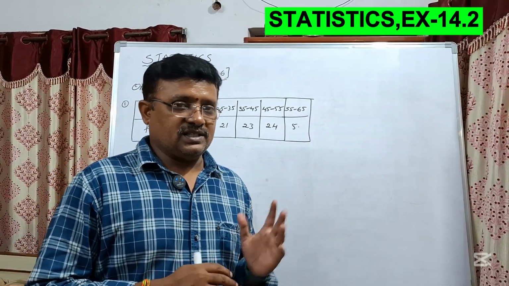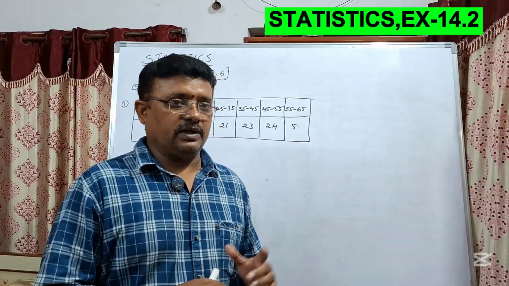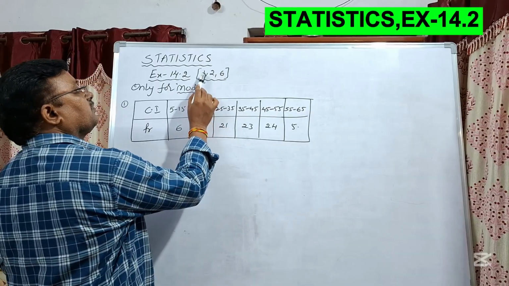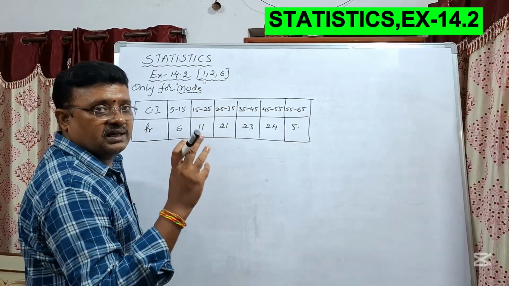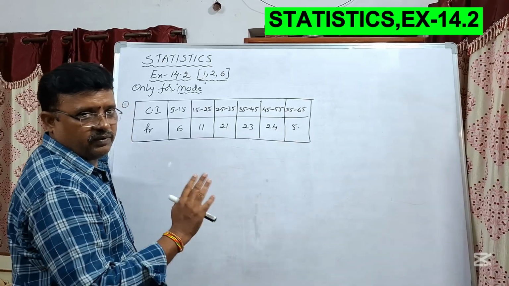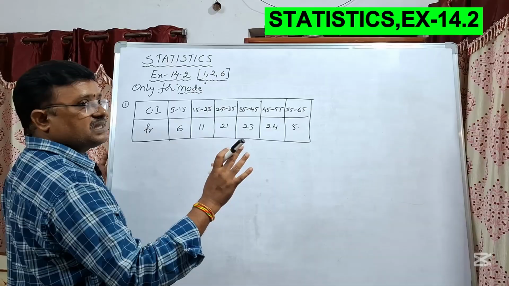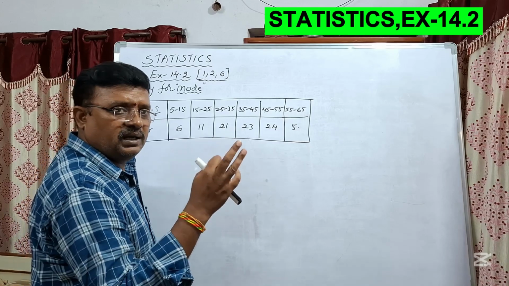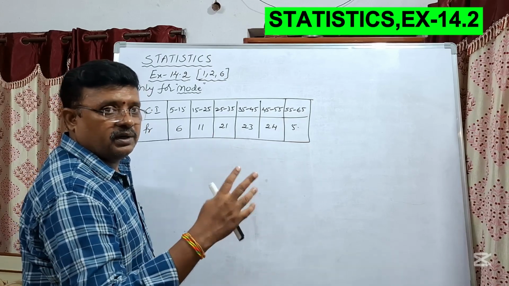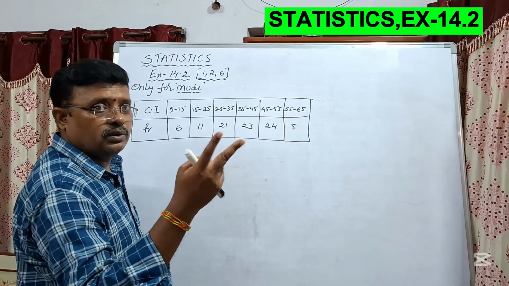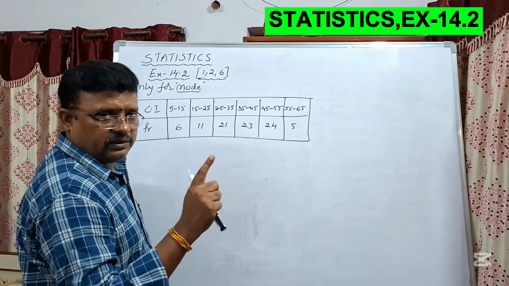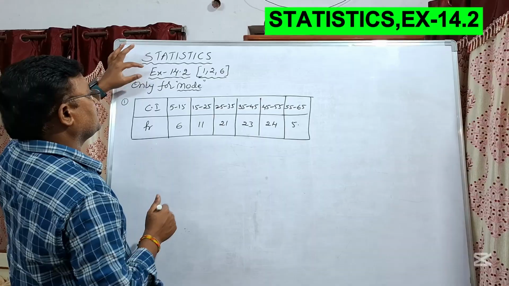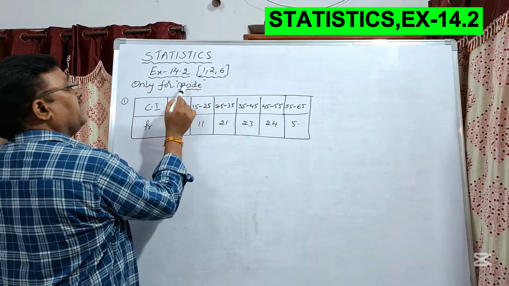Now let us discuss the most important model problems of exercise 14.2. From this exercise I am taking the first, second and sixth ones as sample problems to get the knowledge of finding mode. In some textbooks they give the table and ask to find both mean and mode, but from the examination point of view they will not ask you to find two central tendencies. They will ask you to find either mean or mode or median. So I am choosing these exercise problems only for finding mode.